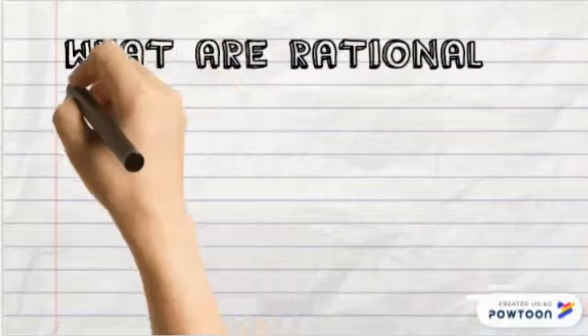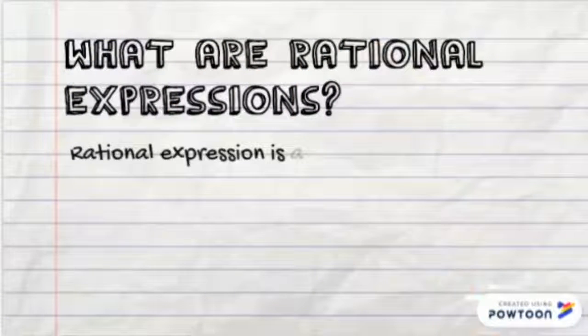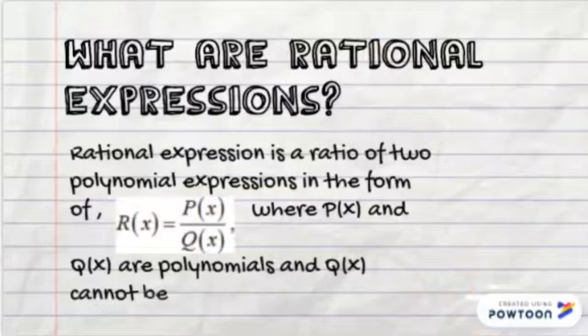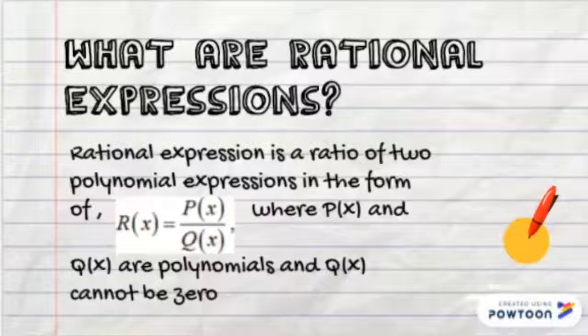Before we start, let us know, what are rational expressions? A rational expression is a ratio of two polynomial expressions in the form r of x equals p of x over q of x, where p of x and q of x are polynomials and q of x cannot be 0. To make it simple, a rational expression is just a fraction with variables.